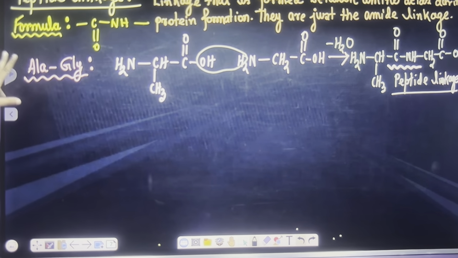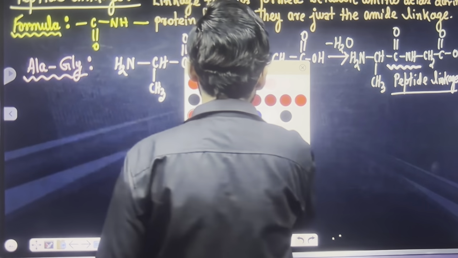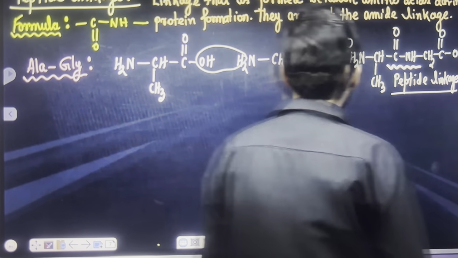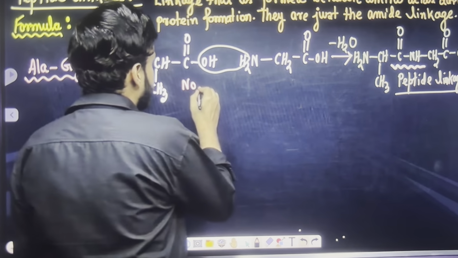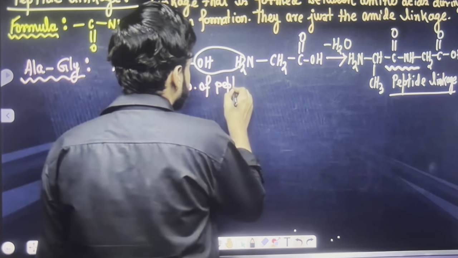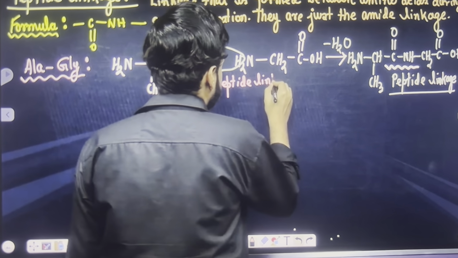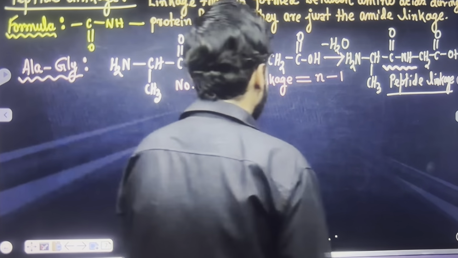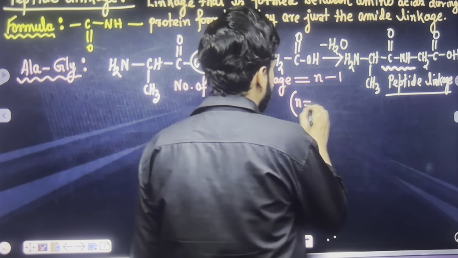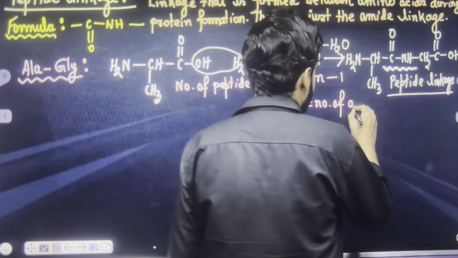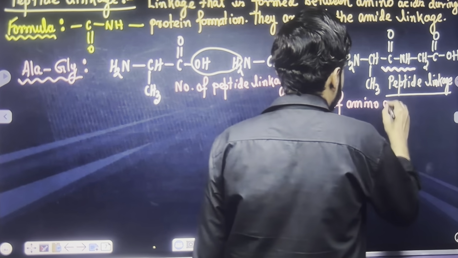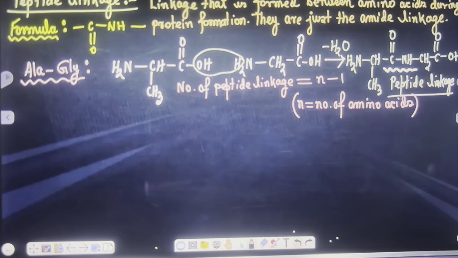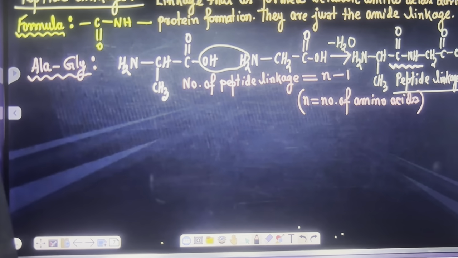If two amino acids are present, how many peptide linkages? It's 2 minus 1, just 1. So I can now write a good formula. The number of peptide linkages is equal to n minus 1, where n is equal to the number of amino acids.